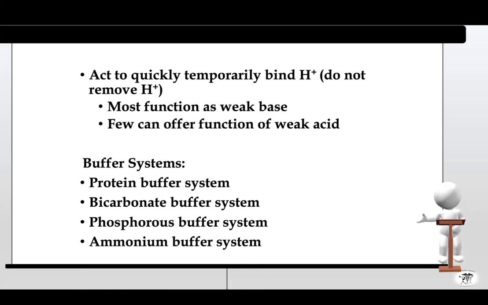All of these buffer systems will be found within the plasma as well as within the various tissues and cells of the body, so as to be able to maintain normal pH within the fluids of the body as measured within the plasma. So, what are some of the pH conditions that we're going to run into?